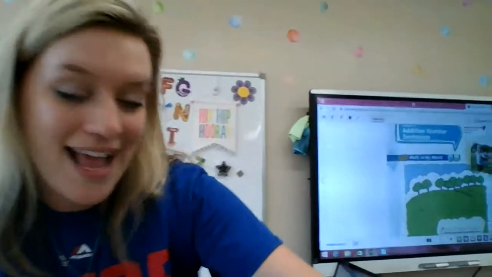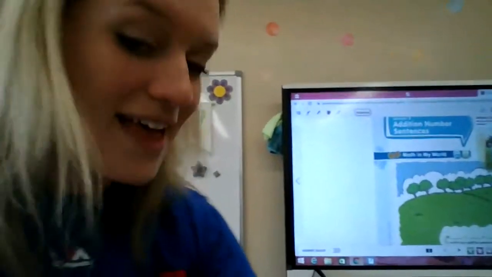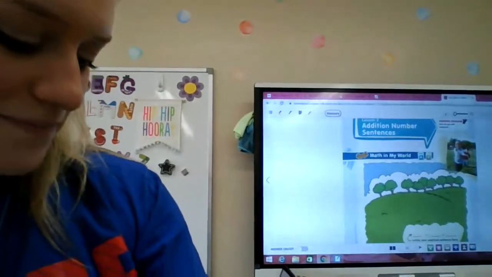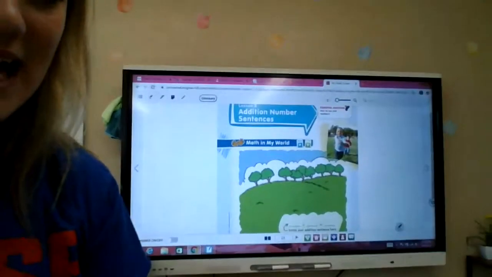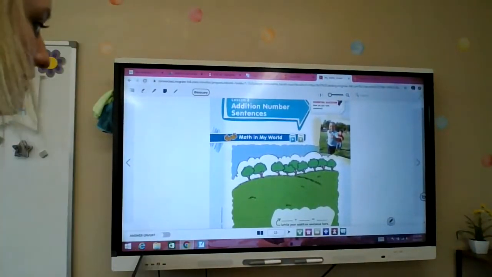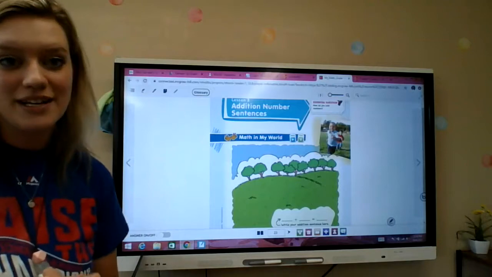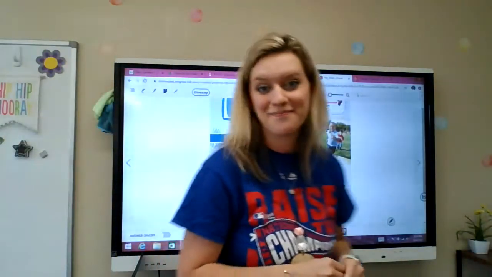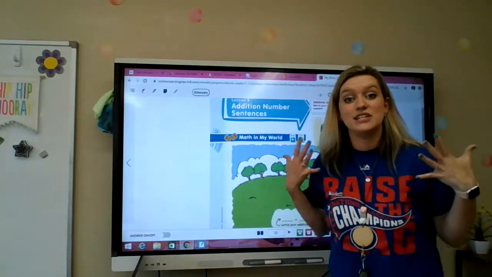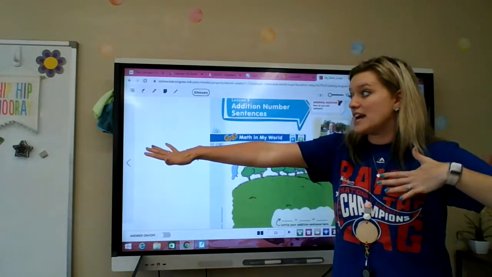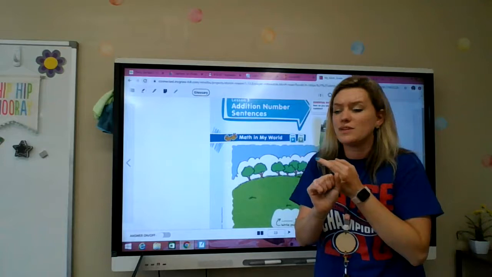Come with me. We're going to go over to the smartboard, and you can get your paper out. That looks just like this one. Okay, so you should have one that looks just like this. It says addition number sentences. Okay, we're going to do it together because this is doing exactly what we did over there and used our plus sign and our equal sign.